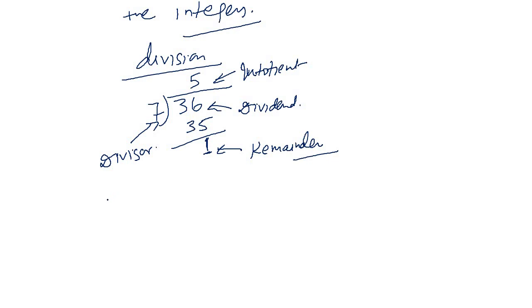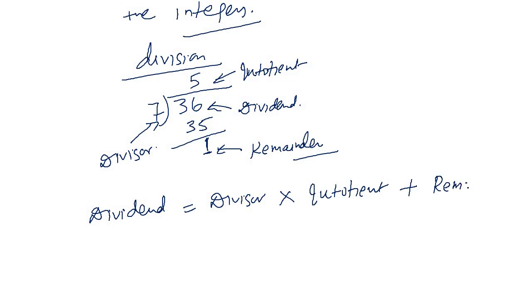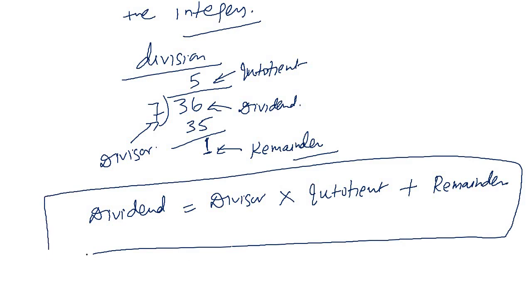Now you know the relationship between all these terms. We have already done this in previous classes. Dividend equals divisor into quotient plus remainder. All of you have studied this type of relationship in the previous classes.